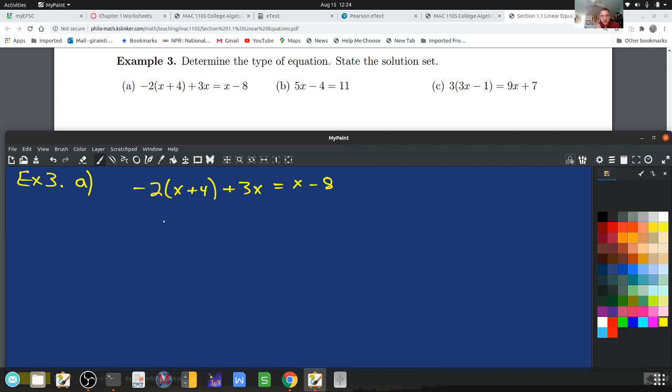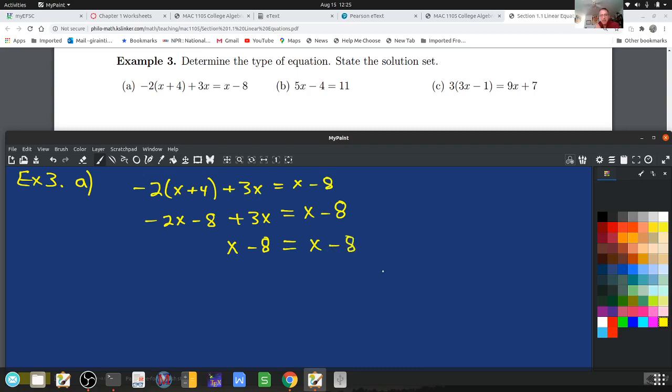So minus 2 times x is minus 2x. Minus 2 times 4 is minus 8. That gives me plus 3x. It was already there. Is equal to x minus 8. I suggested this step you simplify. You collect like terms first. 3x minus 2x leaves me an x. And the 8, I didn't do anything with that, is equal to x minus 8.